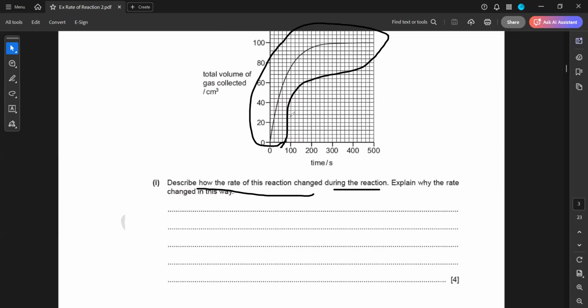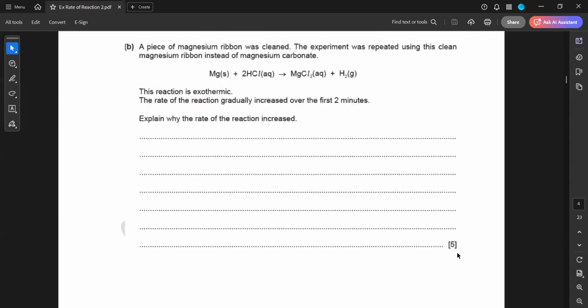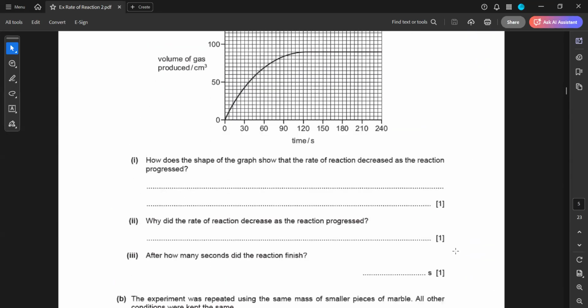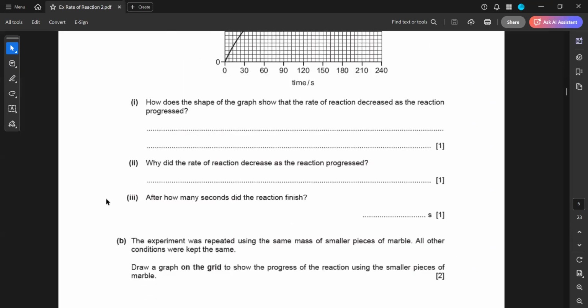So how will we explain? First thing we'll mention the rate of a reaction decreases because the amount of the reactant decreases, the number of collisions in a unit time decreases, and eventually the reaction stops because the limiting factor is used up. Okay, that's a 4 mark answer. But here it's only 1 mark, and they just ask why the rate of reaction is decreasing. So we'll say because the amount of the reactant is decreasing or the number of collisions per unit time decreases. That's it. Clear.